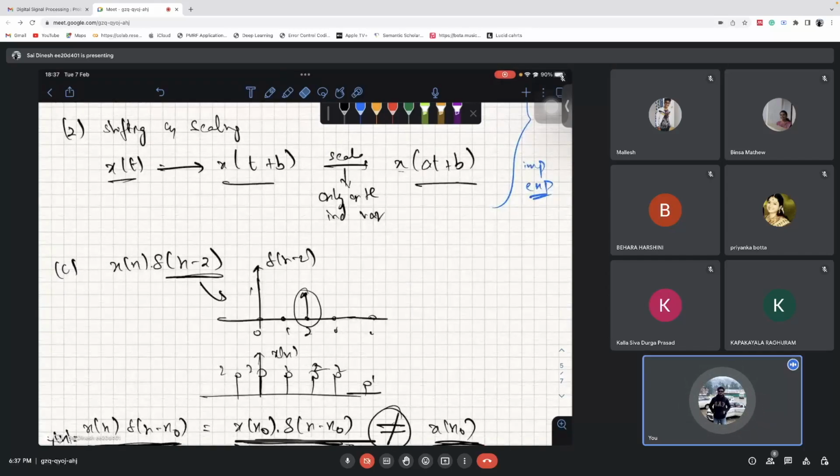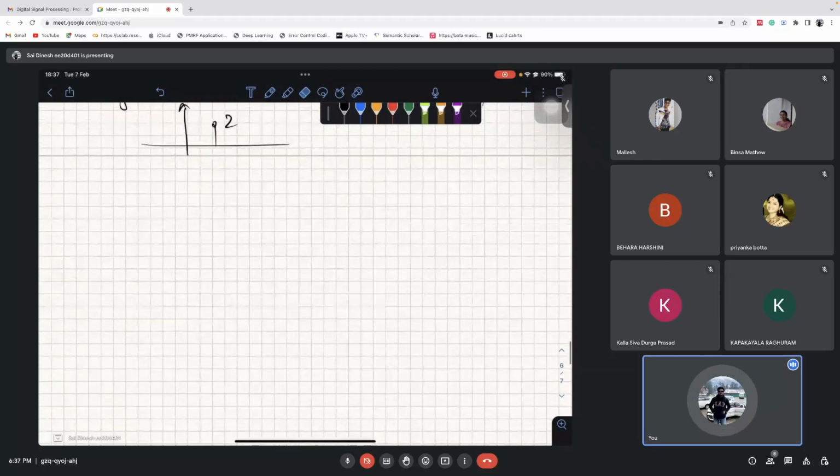Yeah. And then let's see some other example. Let's take x of n into u of 2 minus n. Can anyone help me out with this? Let's go through it step by step.